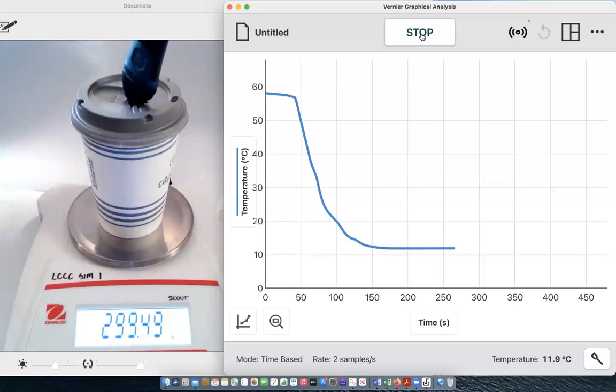We can figure out what the total mass is of the ice that melted, what was the mass of the water that was used, what was the change in temperature that occurred, and complete our calculations as part of our lab analysis.